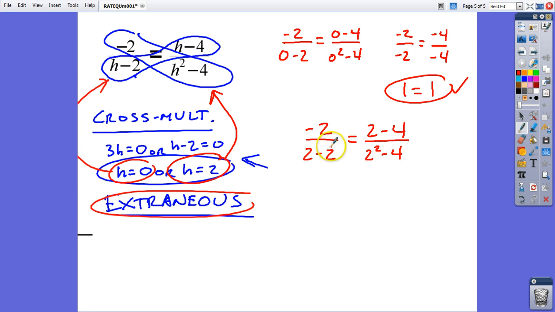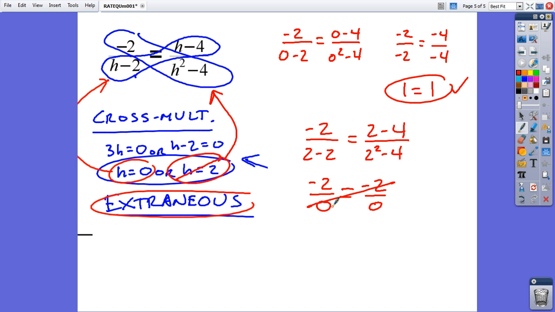This won't work out, and here's why. If I start simplifying it, I get this. Negative 2 over 2 minus 2 equals 0. Equals 2 minus 4, which is negative 2. 2 squared is 4, 4 minus 4 is 0. And even though they match up, what's wrong with this problem? Well, what's wrong is we're not allowed to have 0 as a denominator. We're not allowed to divide by 0. This is an impossibility in math. And so because you can't divide by 0, I can't use this answer. H equals 2 is what we call extraneous because it creates a denominator of 0.